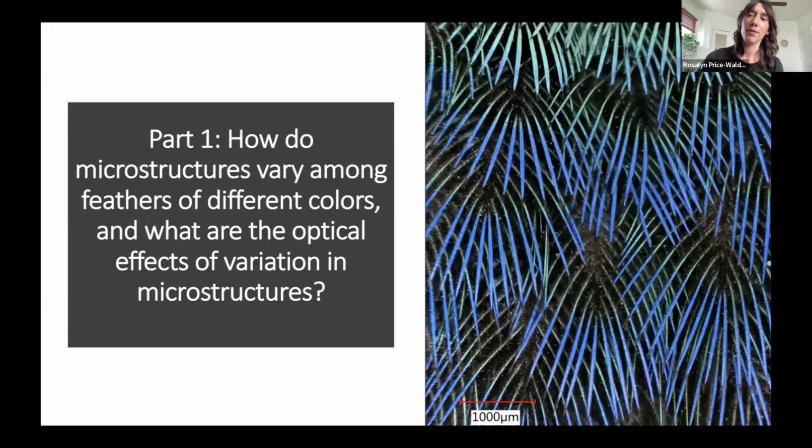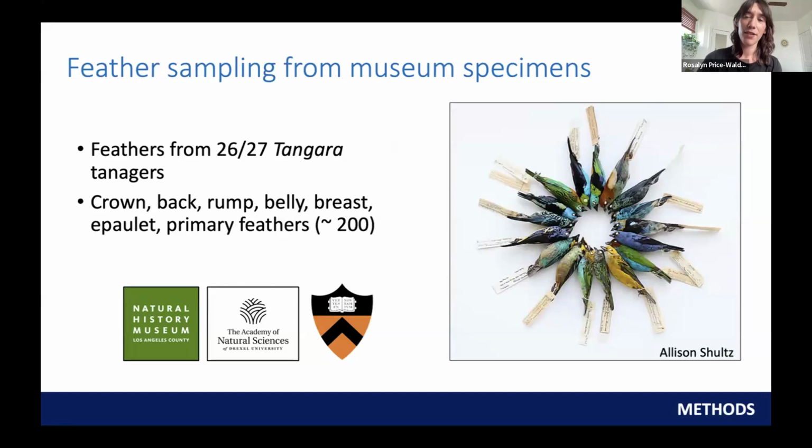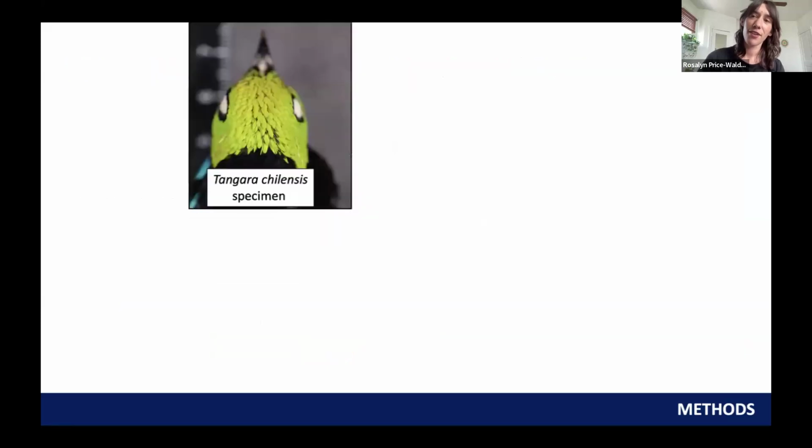So in the first phase of this project, we really just wanted to know how much microstructures varied in different kinds of feathers and what effects modifications in microstructures had on plumage color. So to answer this, I sampled feathers from 26 Tangara species from museum specimens, and I took feathers from 7 standard patches across the body for each specimen. And then for each of these patches, I collected a range of data to characterize the microstructures and ultimately relate it back to feather color.